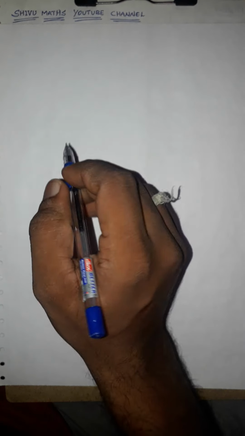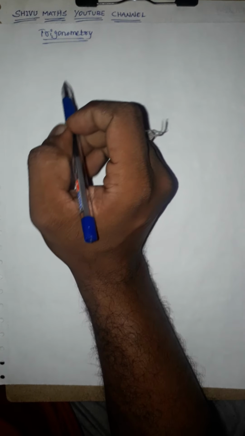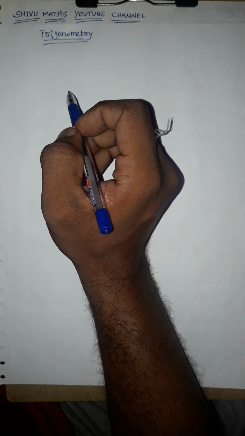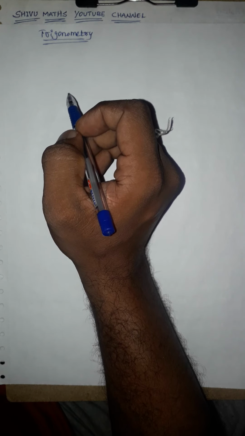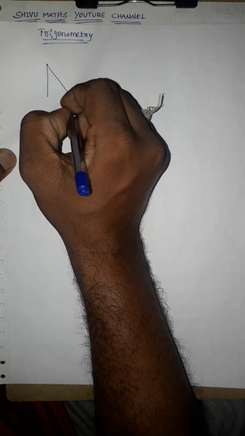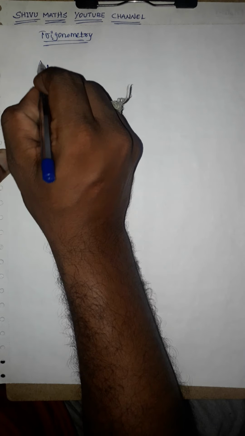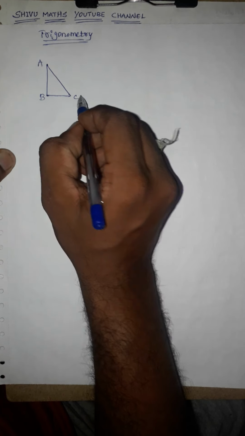In this video, I will take trigonometry. I will take trigonometric concepts for 10th standard students. Dear students, you already studied about triangles. A triangle means the closed figure bounded by three line segments. Now consider the right angle triangle ABC.